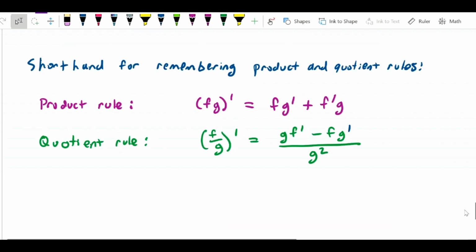I'm just going to put up here the shorthand for remembering the product and quotient rules. So for the product rule, remember that if you have a function that is just f times g, its derivative is fg prime plus f prime g. And if you have a function that is f over g, then its derivative is gf prime minus fg prime over g squared. So that's the kind of short way to remember these rules.